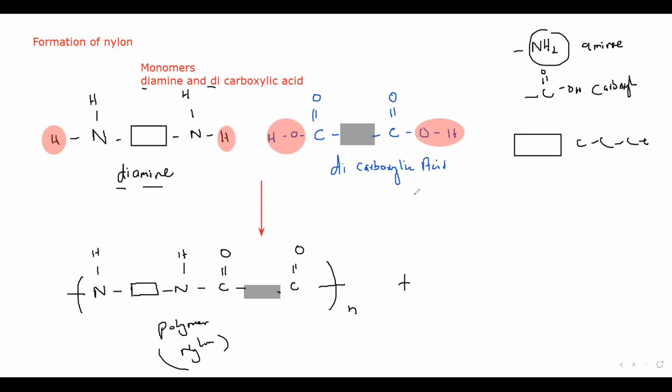And what else will be the product? Because of the H and OH, it will produce water molecules. How many water molecules? You can see H and OH, one water molecule, and OH and H, another. So it will give two water molecules when two molecules are reacting. But if we have n molecules of this and n molecules of this, how many water molecules will there be? 2n H2O. Is it clear? The formation of nylon, the structure of nylon, how nylon is formed.